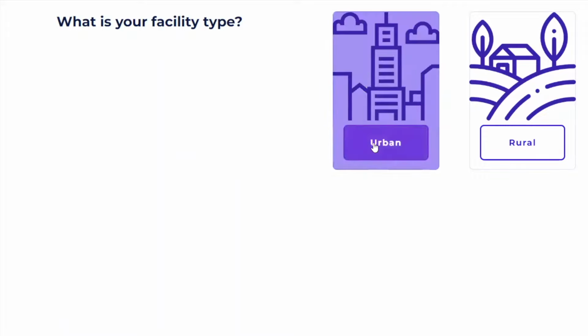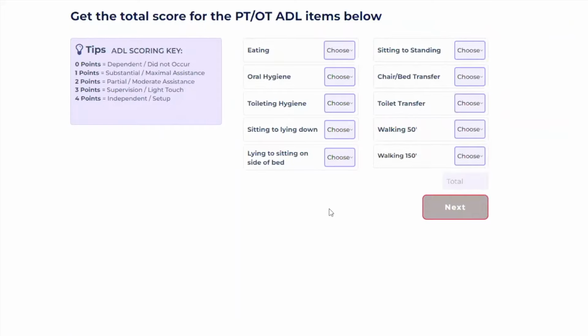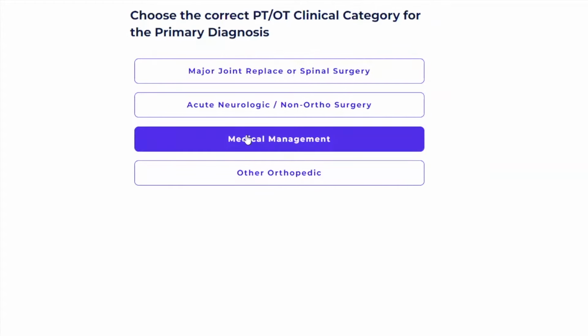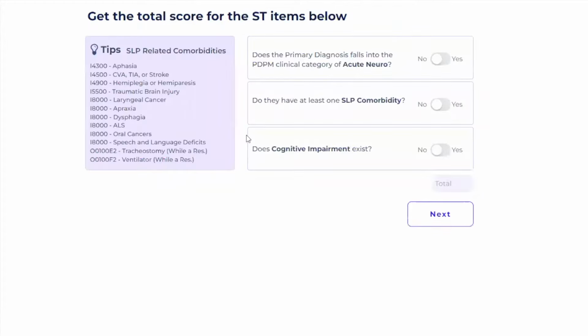So the way we have it right now is you first choose urban or rural, depending on how the facility is listed for Medicare and Medicaid. Then they answer PT/OT questions about ADL items based on the documentation in the first 2 or 3 days, when they've done some review. And then the primary diagnosis. So like they can put medical management for things like pneumonia. Next come the ST questions.